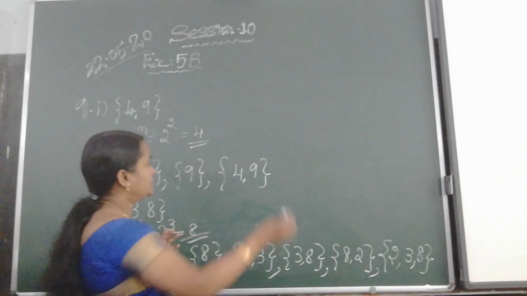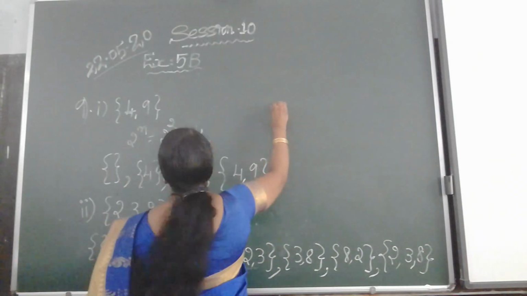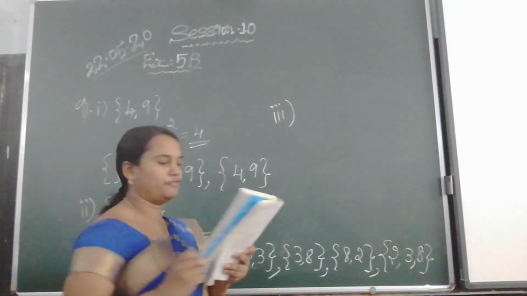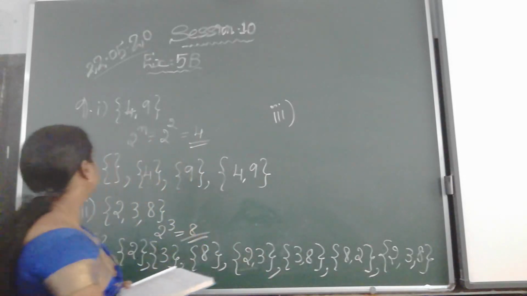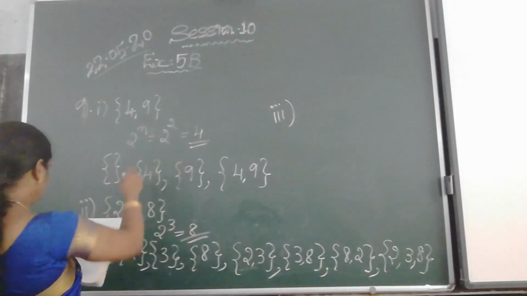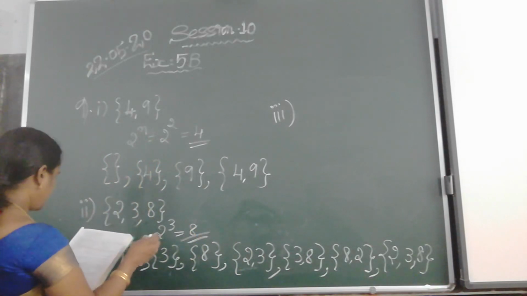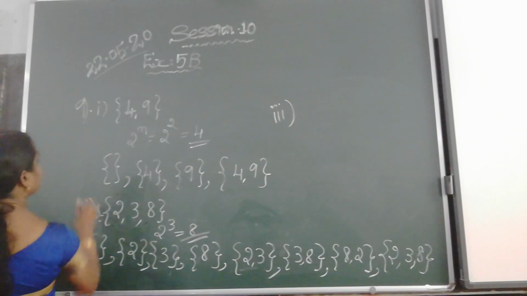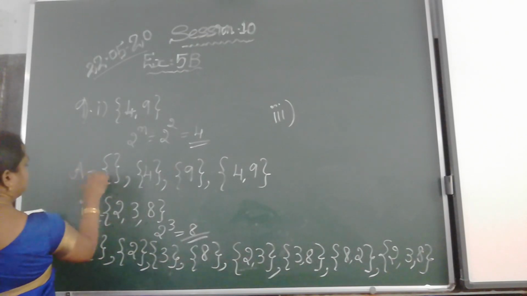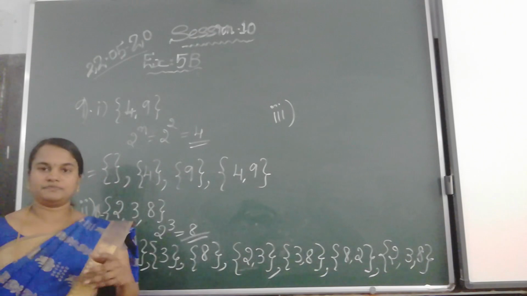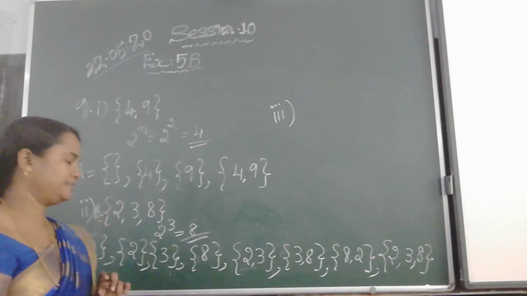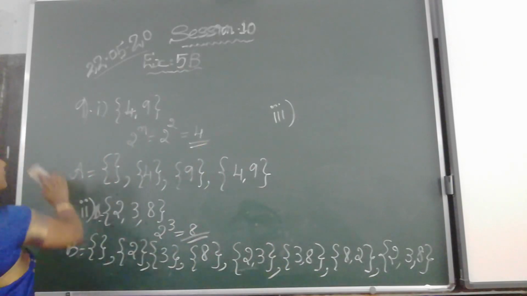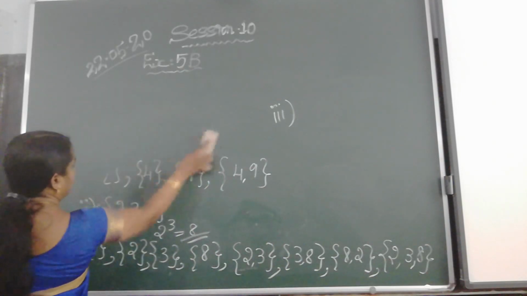Clear? Now children, question number 9, the third sub-question, that is homework for you. Okay, C1 is the homework for you. This is B, this is A, this is A and B. Okay, good. Now we will go to question number 10.